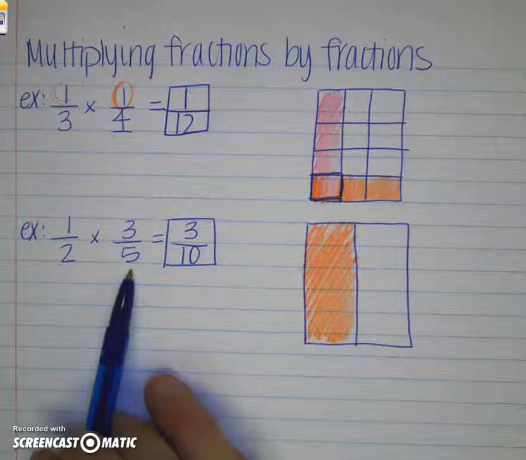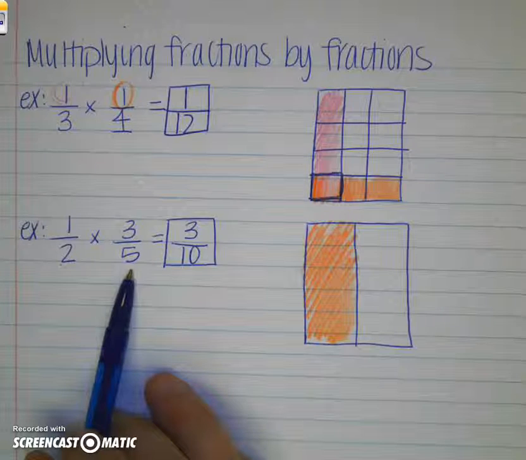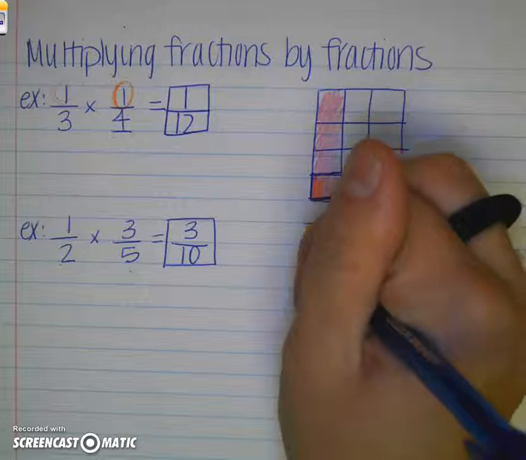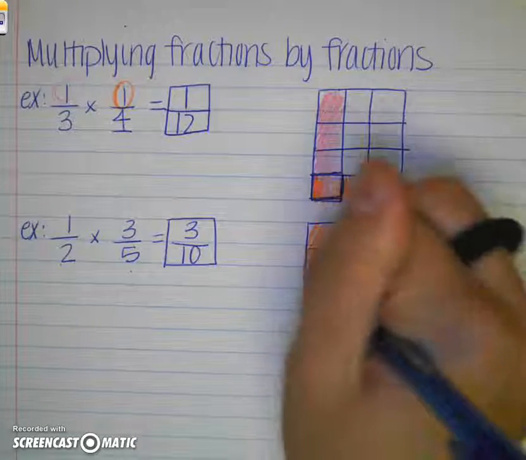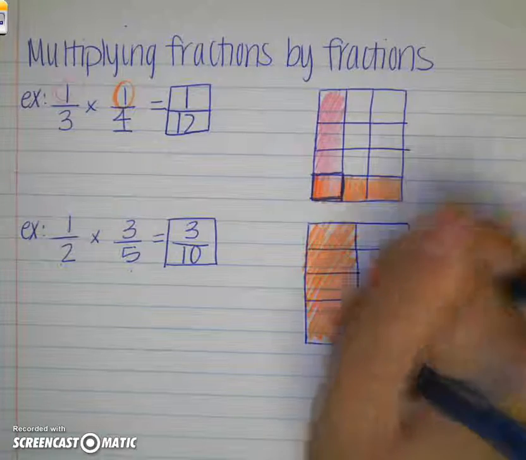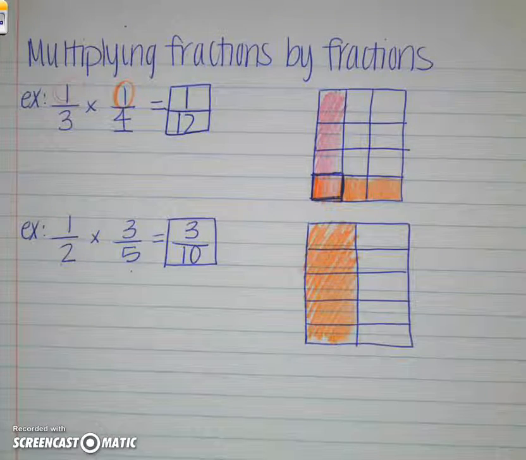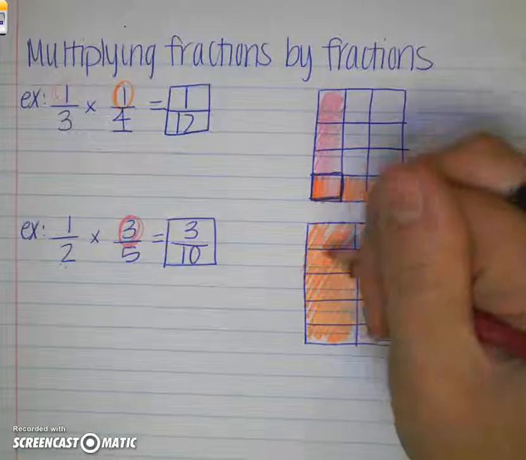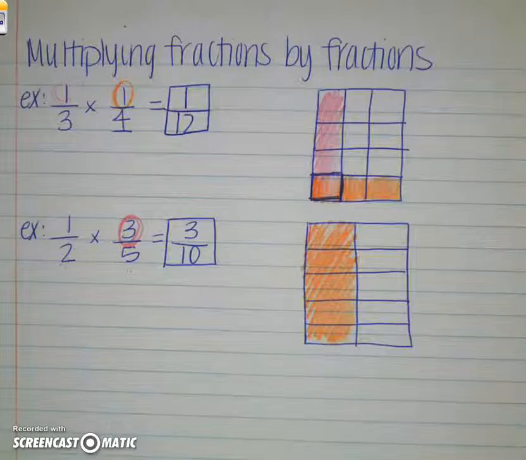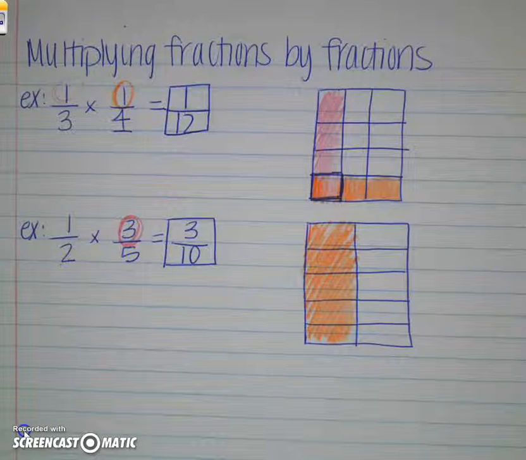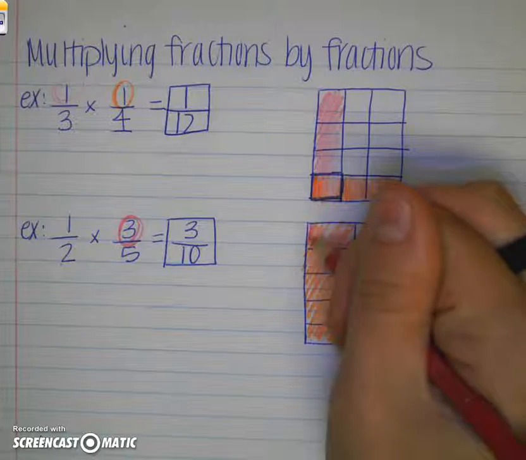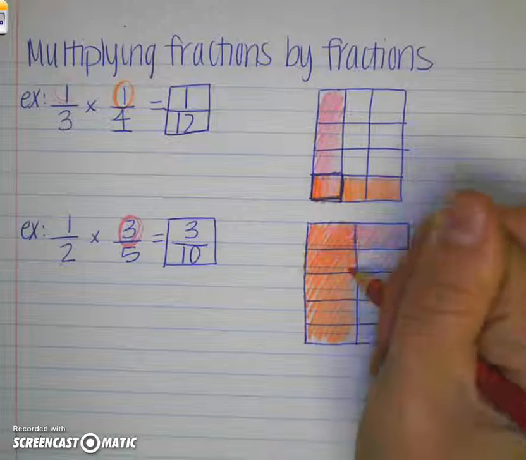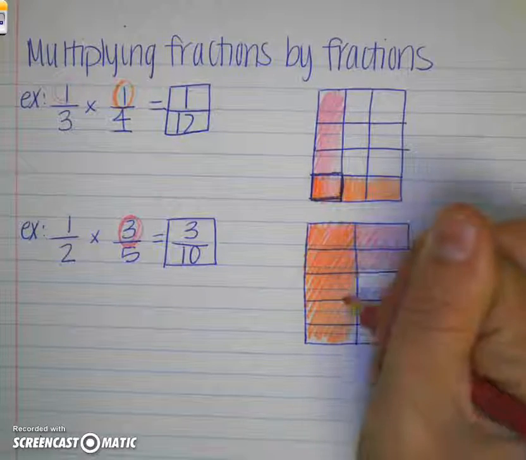Now the second fraction tells me I need to break this brownie up into 5 pieces. Now I went vertically the first time, so now I'm going to go horizontally the second time. So there's 1, 2, 3, 4, and 5. Now of those 5 pieces, I want to shade in 3 of them. So let me fix my color pencil here. It kind of died on me. Okay, we're good. So I'm going to shade in 1, 2, and 3 of them.